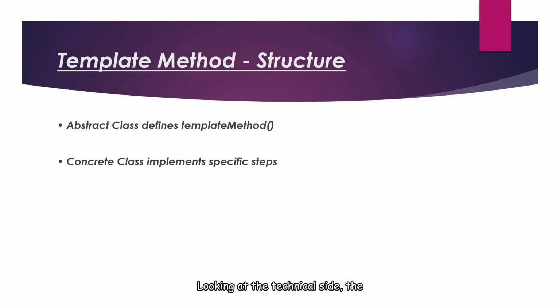Looking at the technical side, the abstract class defines a method that calls several operations in sequence. This method is our template. Some operations are implemented directly in the abstract class, but crucial ones are left as abstract methods, meaning subclasses must implement them. This gives a nice balance of fixed flow and customizable steps. In the next slides, we will look at UML diagrams to make this even clearer.